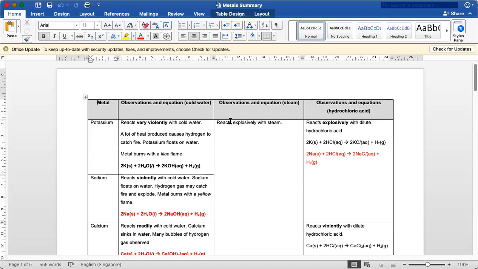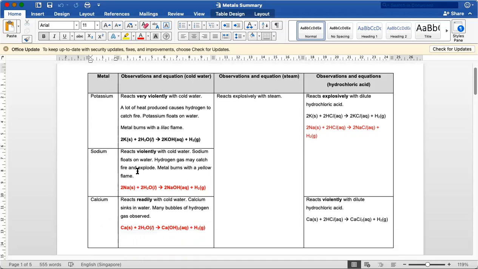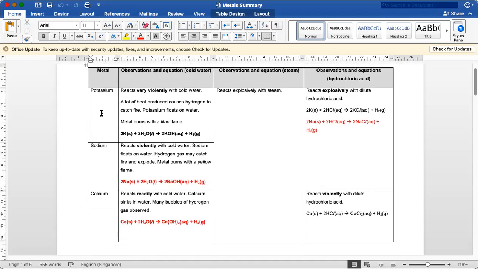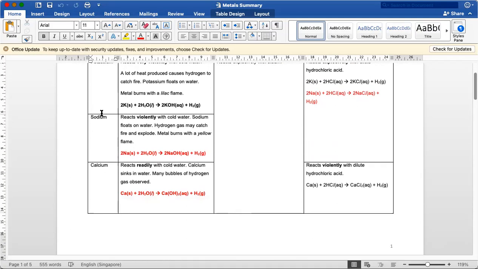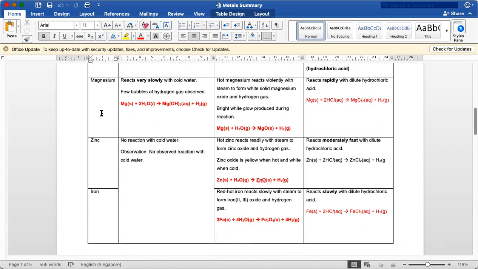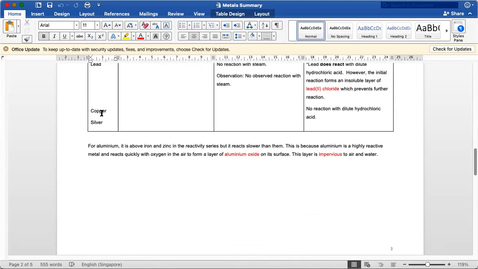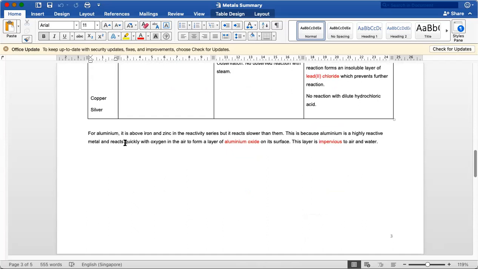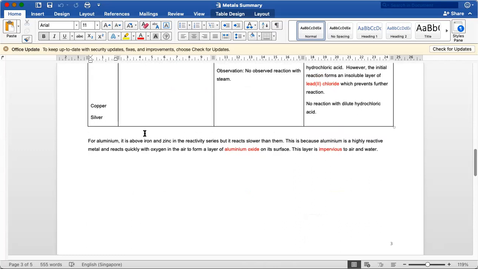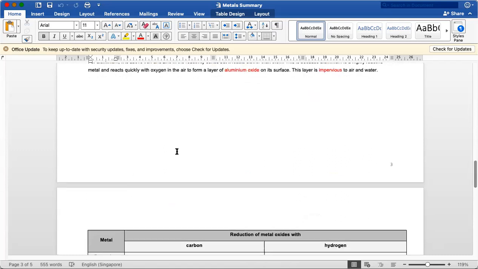So what I do here is a very simple template that organizes the metals in order of reactivity, starting with the most reactive metal that students must be familiar with: potassium, sodium, calcium, magnesium, zinc, iron, lead, copper, and silver. I also briefly talk about why aluminum is not included in the table, due to the layer of aluminum oxide on its surface that makes it impervious to air and water.